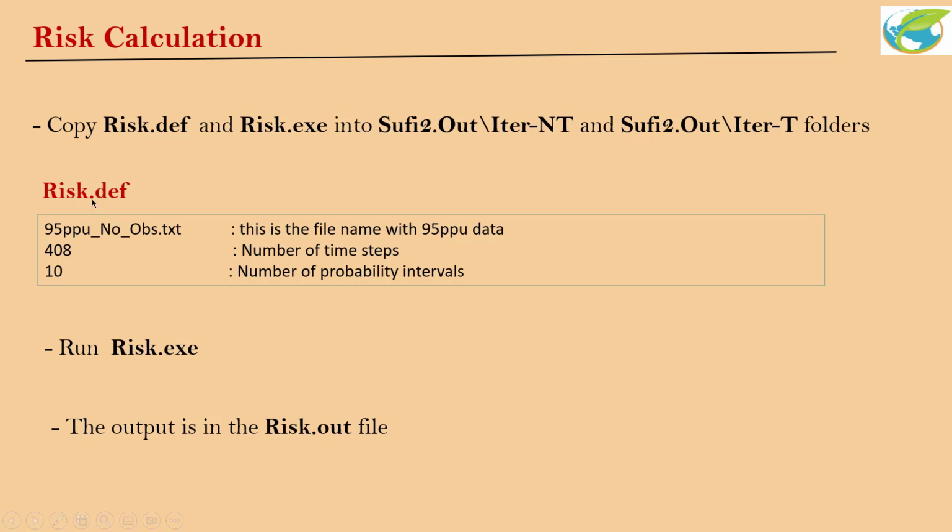And then the risk definition file has the name of the file that we are interested in to read from. We're going to read from the 95 PPU no observed text file. And then we have the number of time steps. And then 10 is the number of probability intervals that I chose. You can choose a different number, but usually 10 should be sufficient. And then you run the risk.exe, and the output of that goes into the risk.out file.